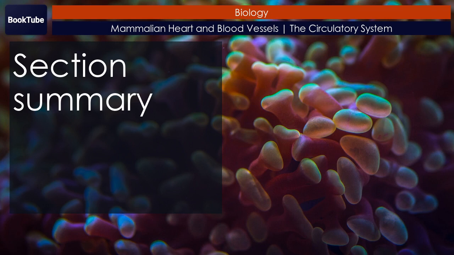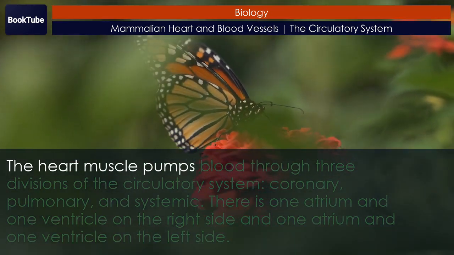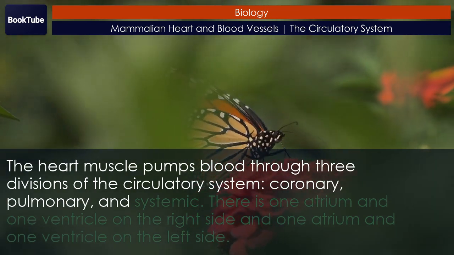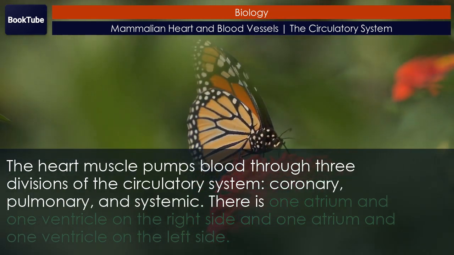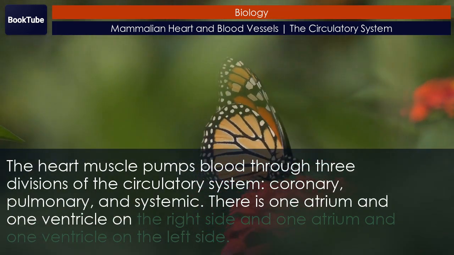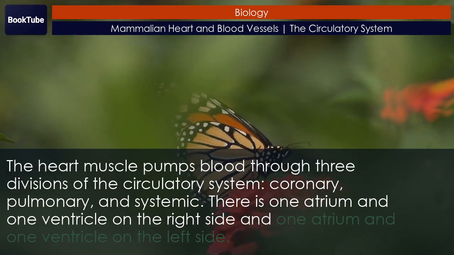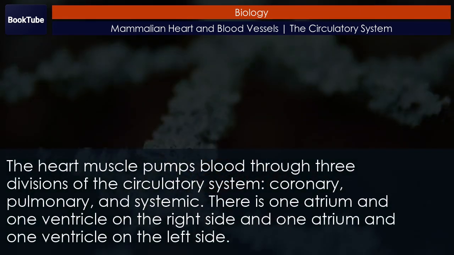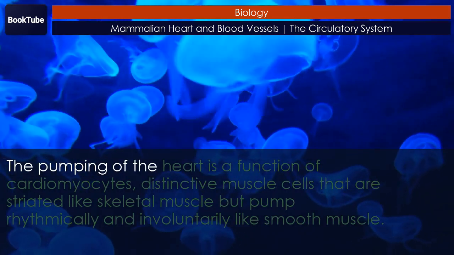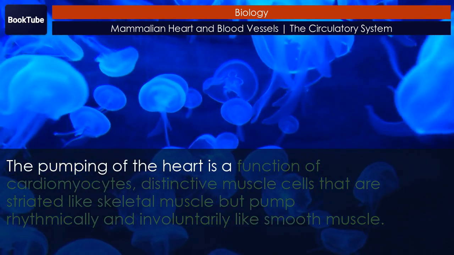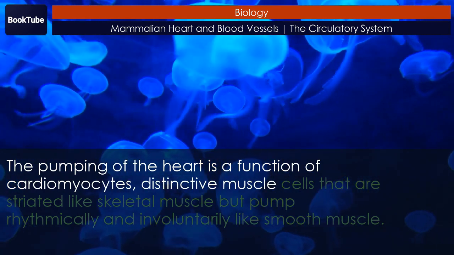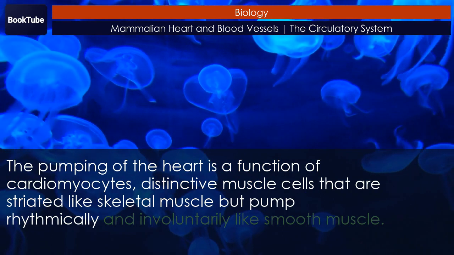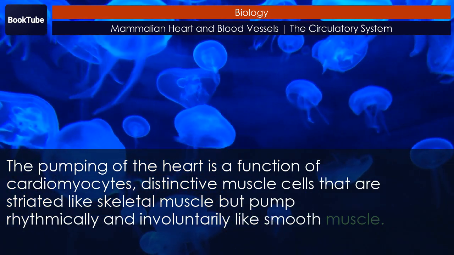Section summary. The heart muscle pumps blood through 3 divisions of the circulatory system: coronary, pulmonary, and systemic. There is 1 atrium and 1 ventricle on the right side and 1 atrium and 1 ventricle on the left side. The pumping of the heart is a function of cardiomyocytes, distinctive muscle cells that are striated like skeletal muscle but pump rhythmically and involuntarily like smooth muscle.